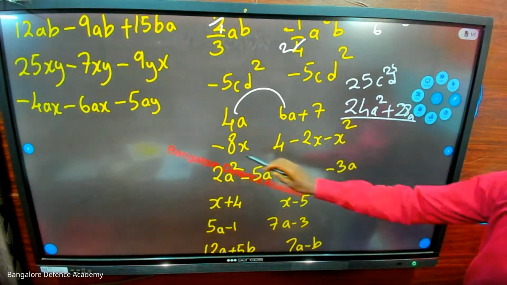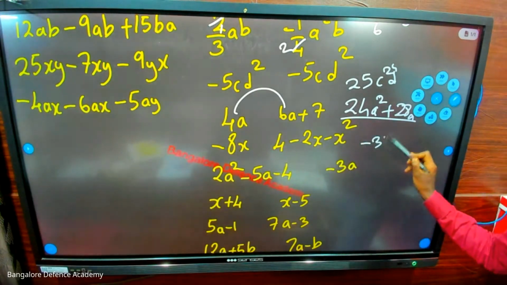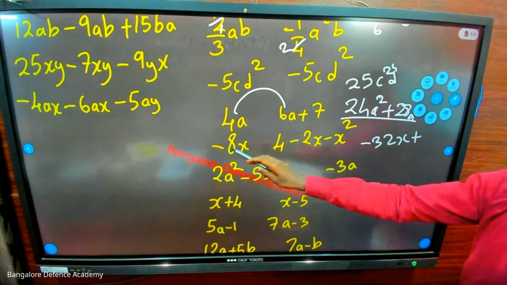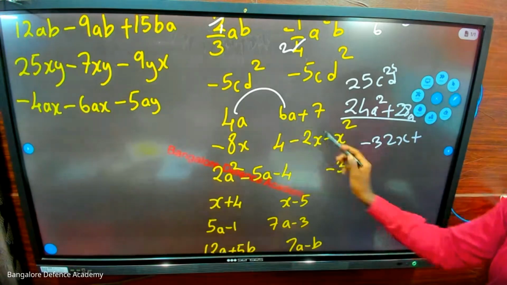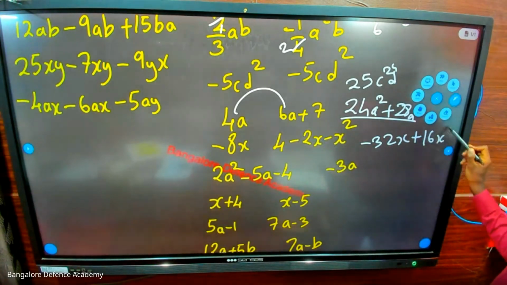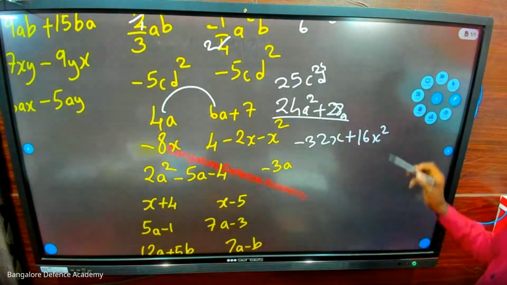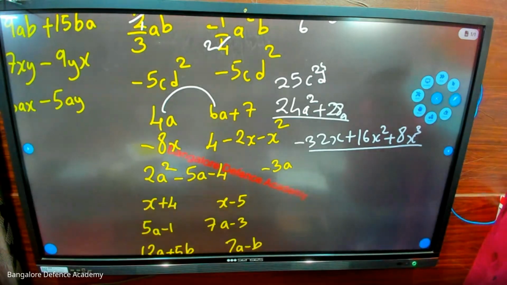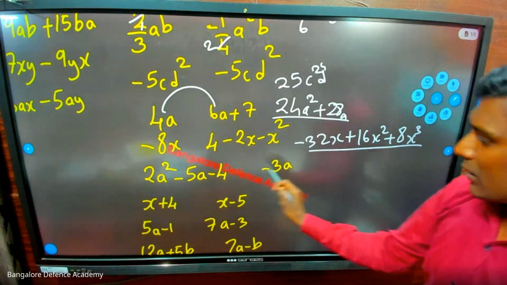Minus 8x into this. So 8 into 4, minus 32x. Minus into minus, you get plus. And minus into minus plus. 8 into 2, 16. 16x square. Is it correct? And you get plus 8x cube. Plus 8x cube.